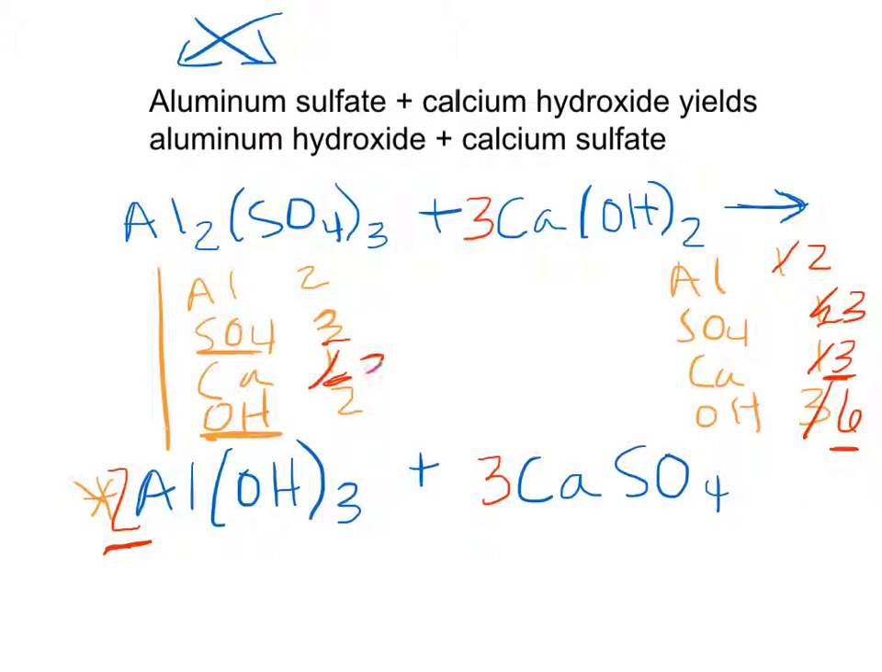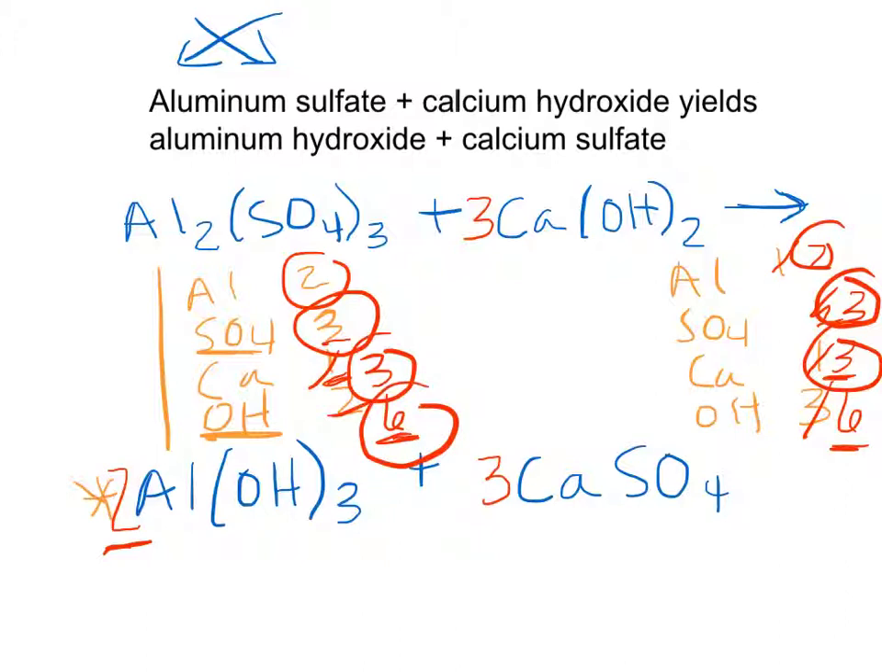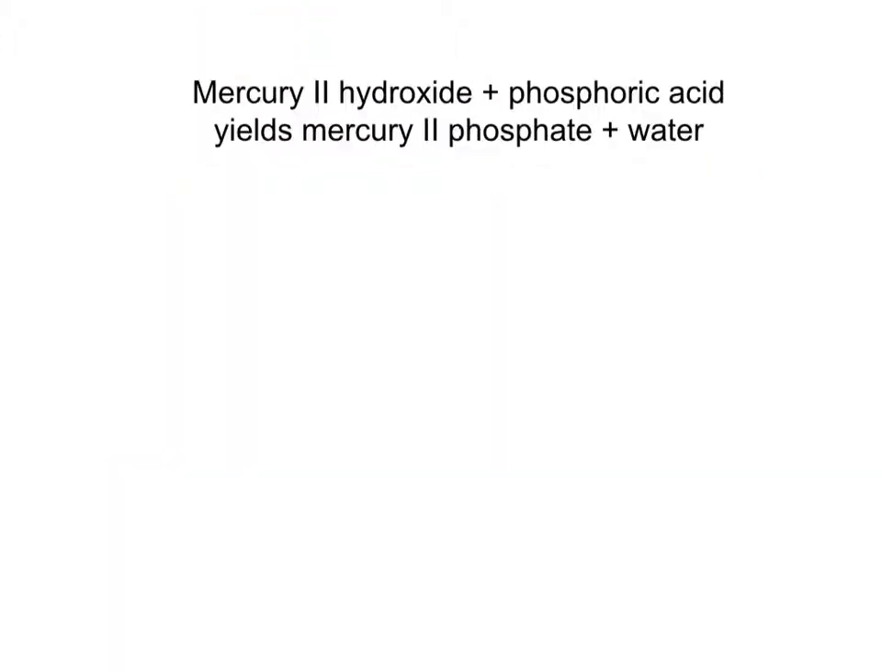Now that did give me 3 calciums, but that also just gave me 6 hydroxides, but notice how that kind of fixed our problem that we had down here. So now I've got 2 aluminums on both sides, 3 sulfates on both sides, 3 calciums on both sides, and 6 hydroxides on both sides, so I am balanced. So I hope you can kind of read this after all of my scribble. We have our 1 aluminum sulfate, 3 calcium hydroxides, yields 2 aluminum hydroxides, and 3 calcium sulfates. So these are the coefficients that you're looking for.